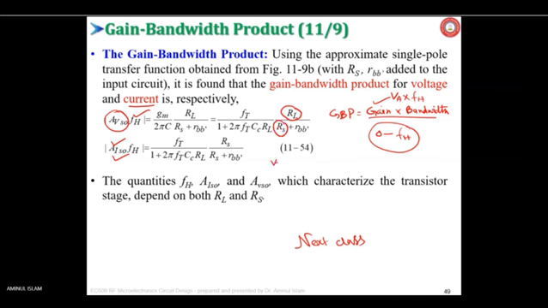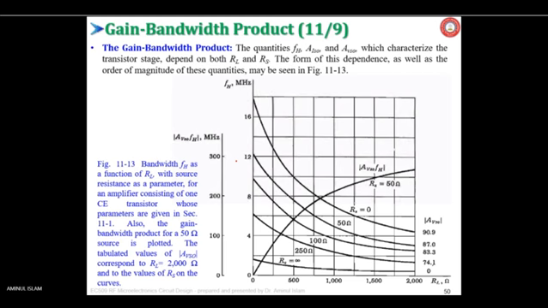Source resistance means the source is your VS, which is going to generate a very small signal like a mic. Okay, so this value may be very small, maybe 50 ohm or 200 ohm, whatever it is. So from this GBP, it is clear that GBP is proportional to RL and inversely proportional to RS. The same thing has been plotted in the next figure.